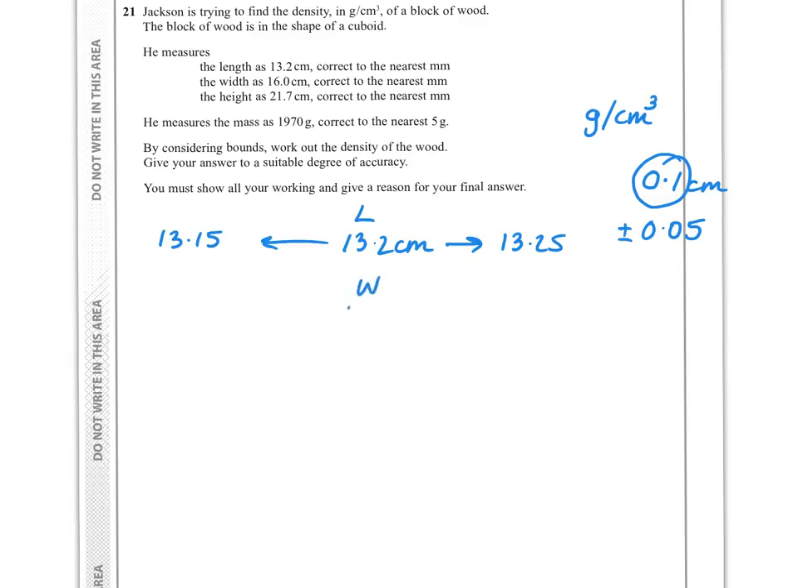For the width, it's given as 16 centimetres. So again, just take, add or take 0.05. So be careful here, it'd be 16.05 and as low as 15.95. And then you've got the height given as 21.7. Same process.